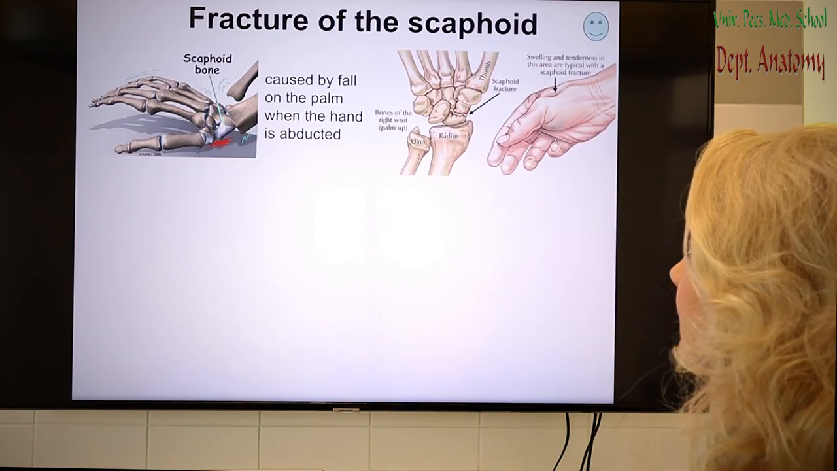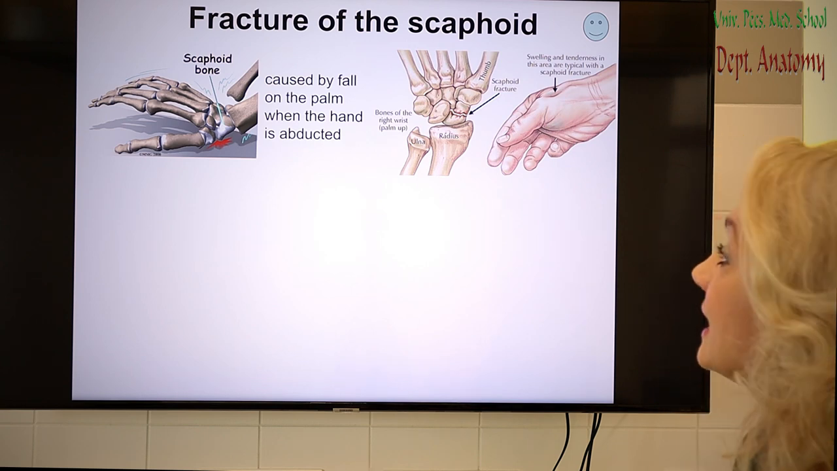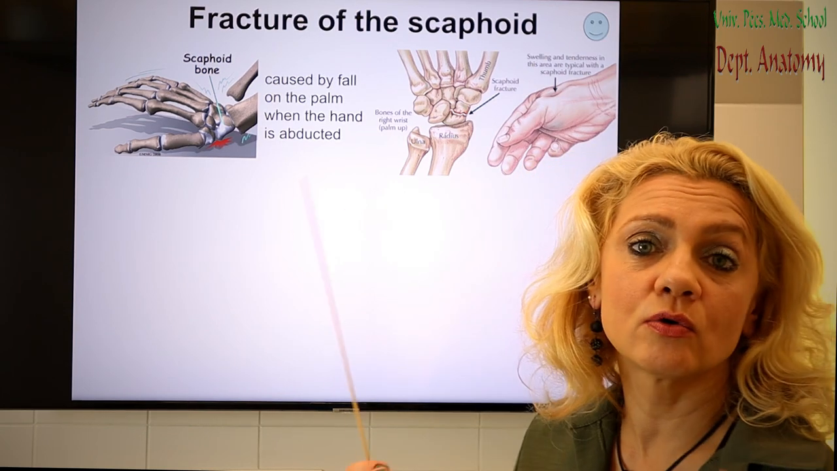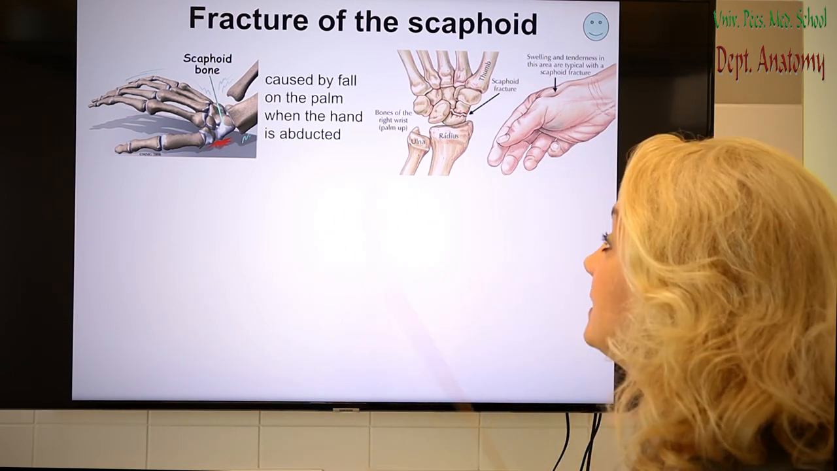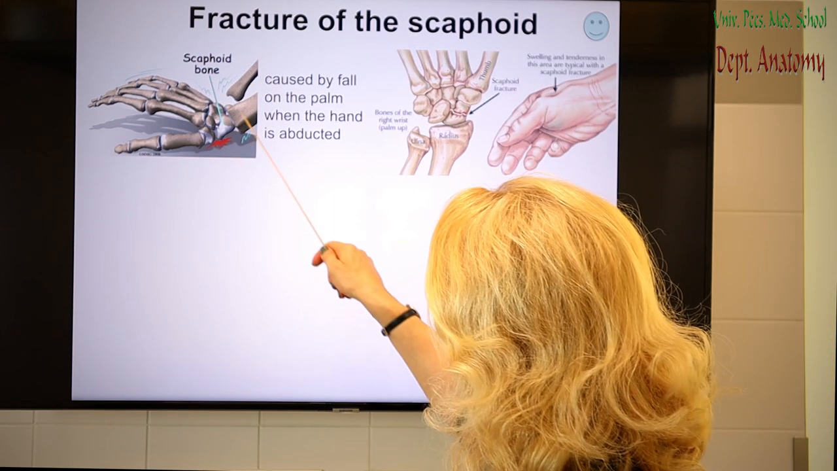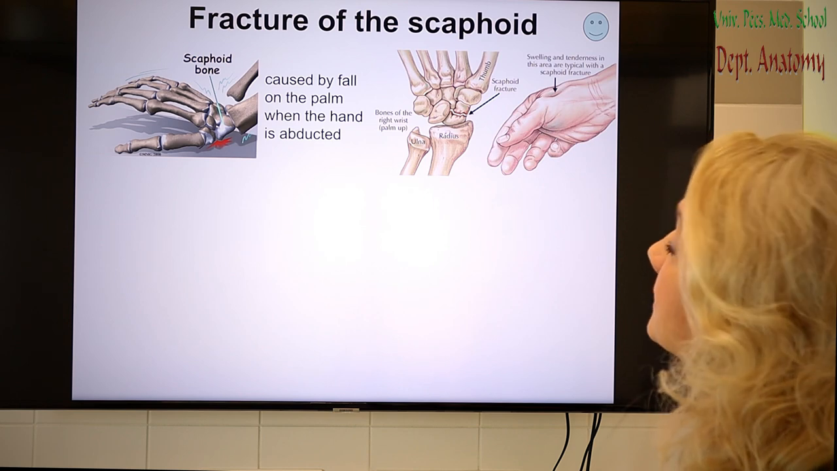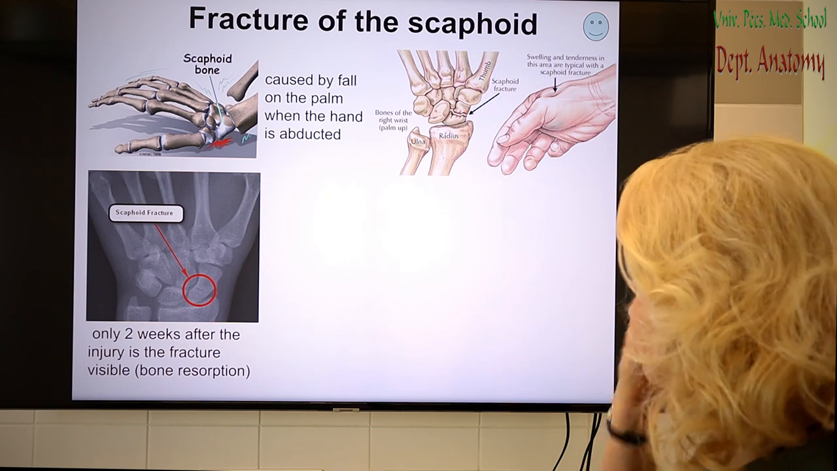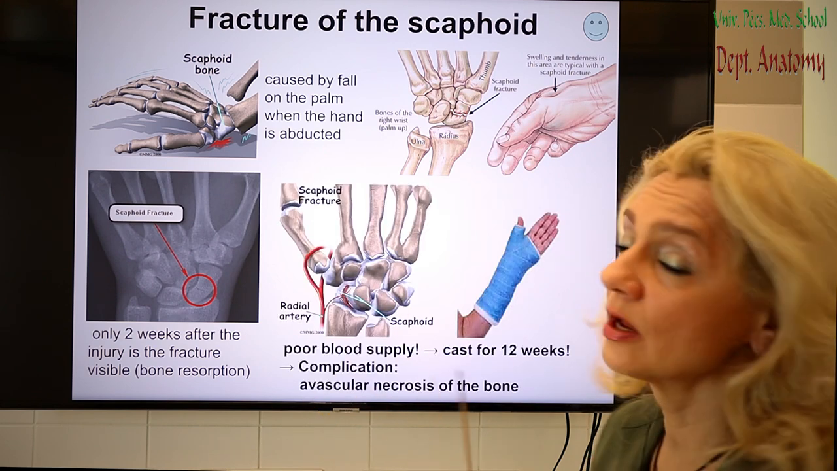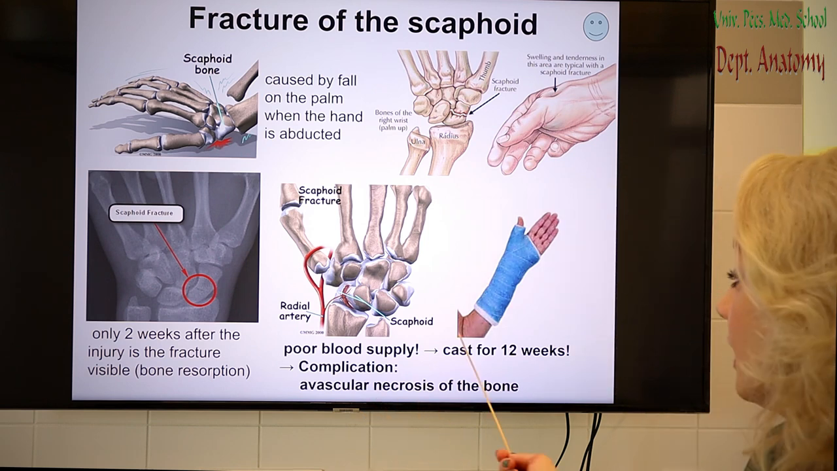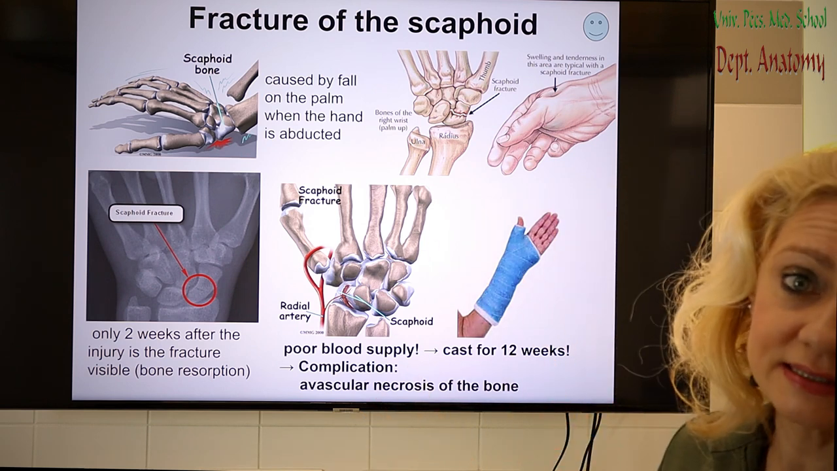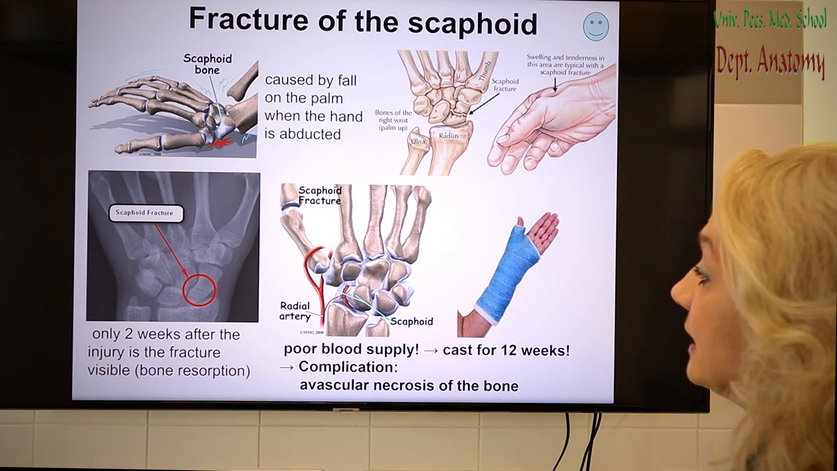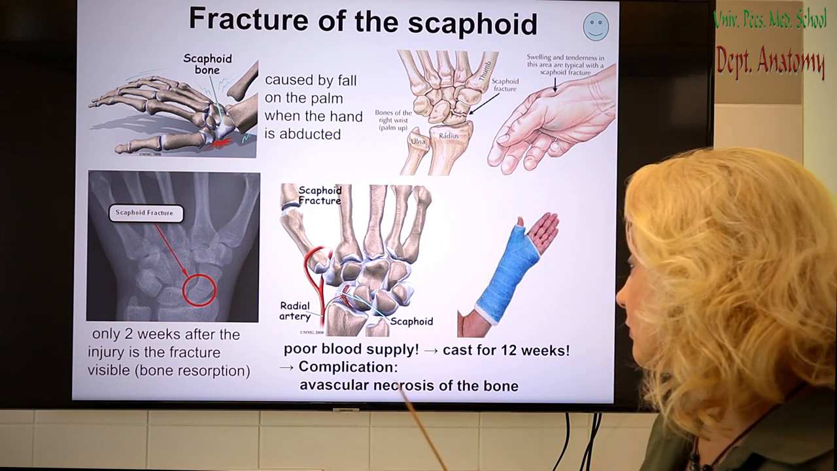And going more distally, when you fall on your hand, or the hand is kicked, or playing ball with speed and very strong movement, the scaphoid bone can also be broken. And this is a dangerous thing, because the scaphoid bone has very poor blood supply. So there is either an operation, or the cast has to be worn for 12 weeks, because you have to give time for healing. The healing is very slow because of the poor blood supply.